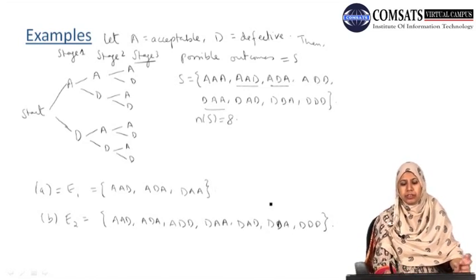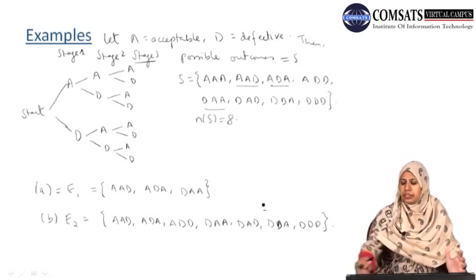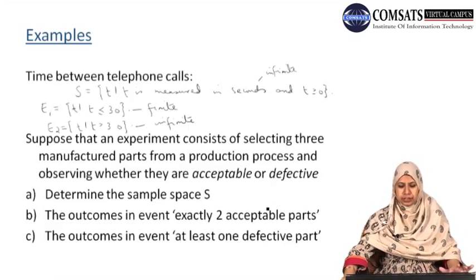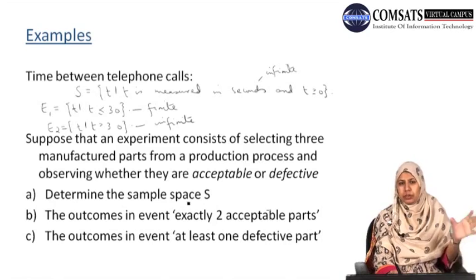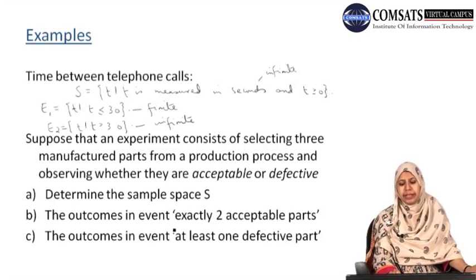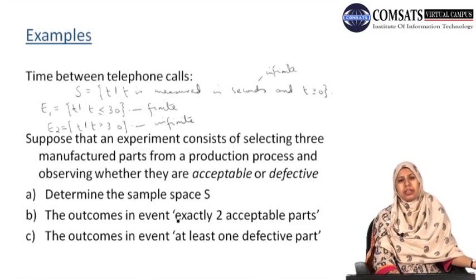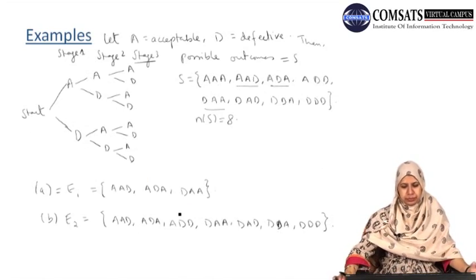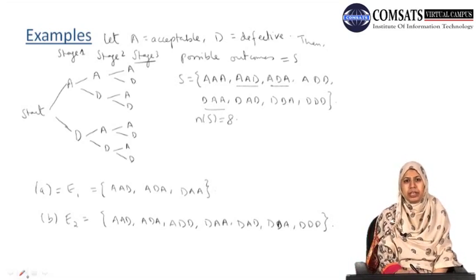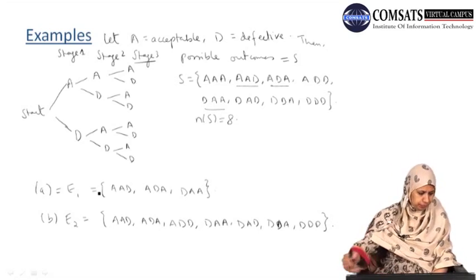So in defining the events, we have to be very careful in paying attention to the words used, because the first event says exactly 2, which means not less than 2, not greater than 2. The second event says at least 1, which means that it can be greater than 1 but not less than 1. There should be at least 1 defective part. Can be 2 defective parts, can be 3 defective parts. So these are our required events defining where the outcomes satisfy the respective property.